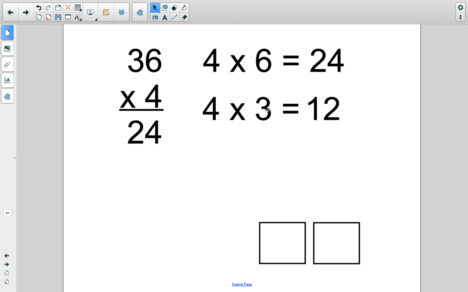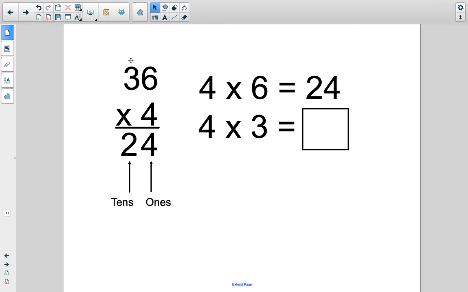4 times 3 is 12, but is that a 3? It's not really a 3, right? When you think about that 3, yes, it is the digit 3, but it's really the number 30. So that's going to change a little bit where we're going to put our values, all right?